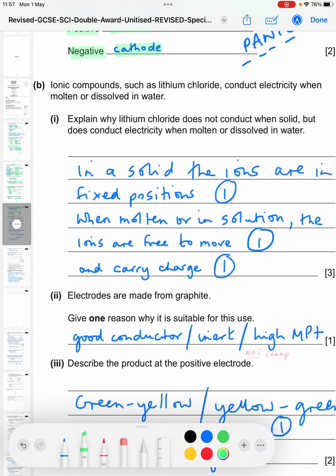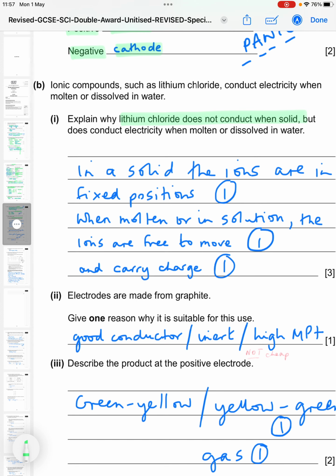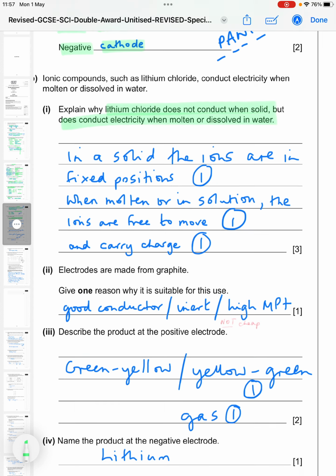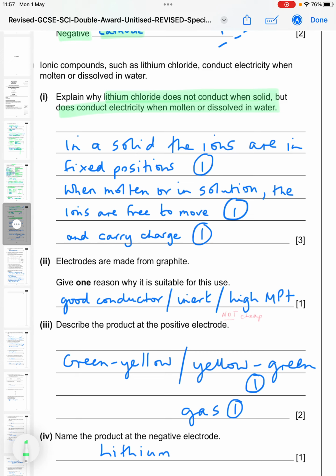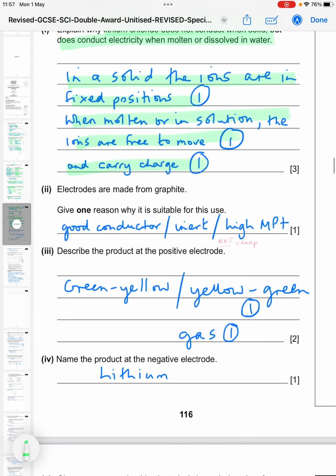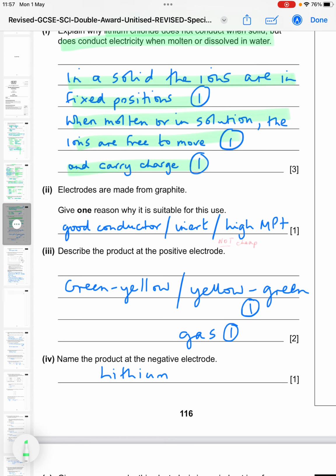Ionic compounds such as lithium chloride conduct electricity when molten or dissolved in water. Explain why lithium chloride does not conduct when solid, but does conduct when molten or dissolved. So 3 marks for this. One is going to be about the solid. So in a solid, the ions are in fixed positions. And then when they're molten, the ions are free to move and carry a charge.